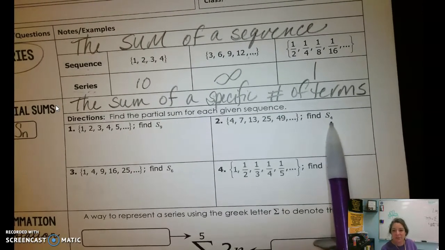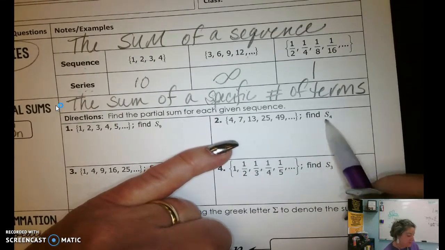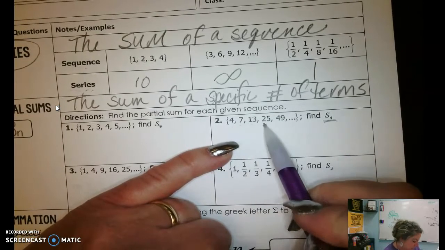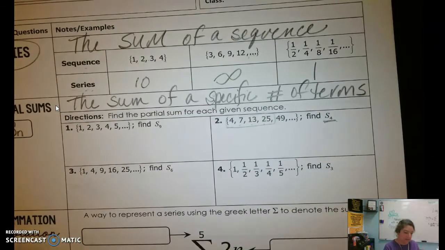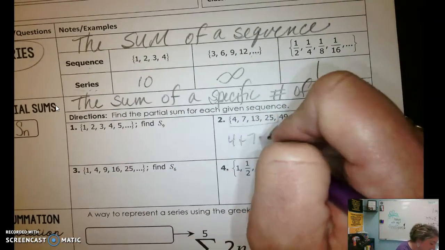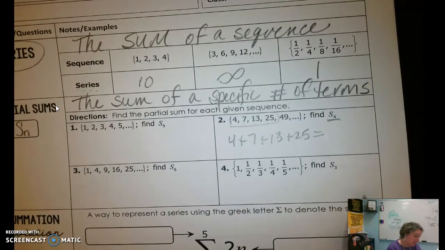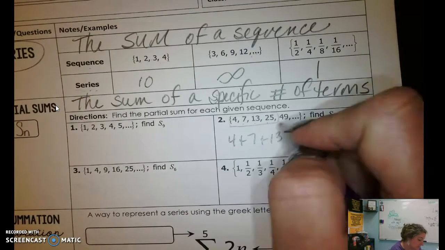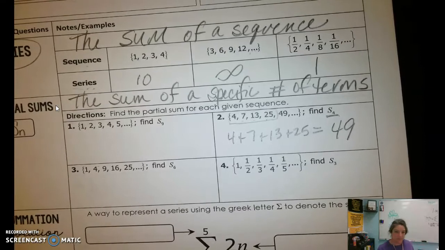I actually want to do this one with you together because this one is probably the easiest one. But the sum of the first 4 numbers, 1, 2, 3, 4, are going to just be these numbers right here. And so that's what we're going to add together, okay? Just the 4, 7, 13, and 25. And that number is, let's see, 49. 29 and 20 makes 49. Okay, so that's a 49.